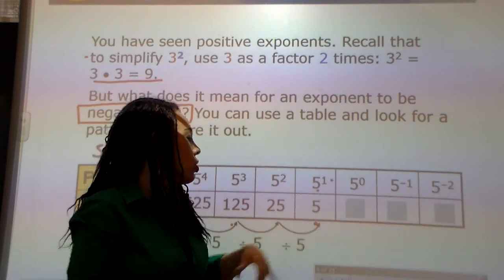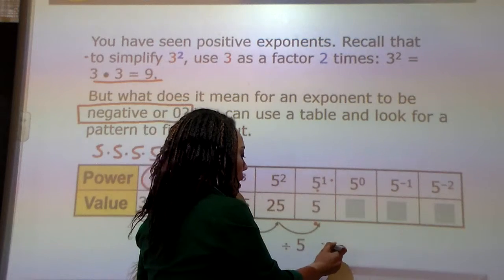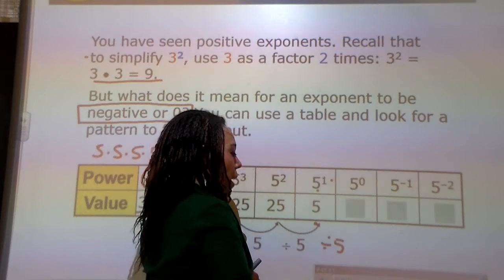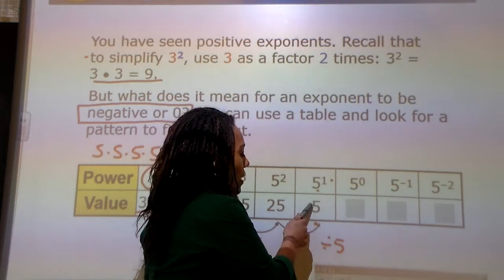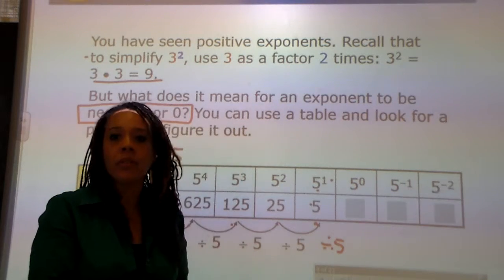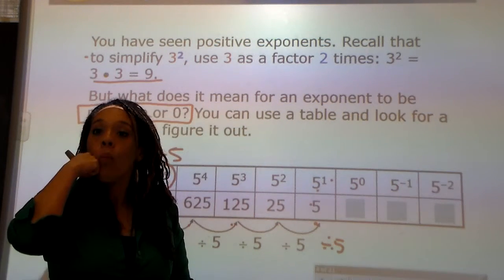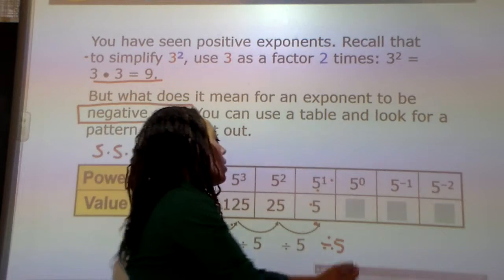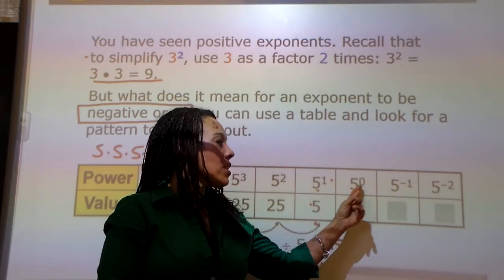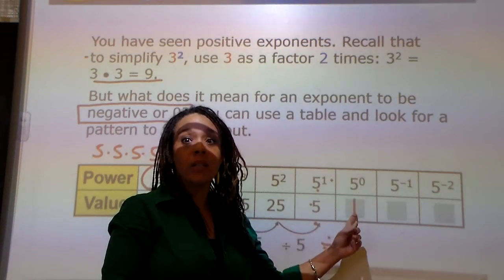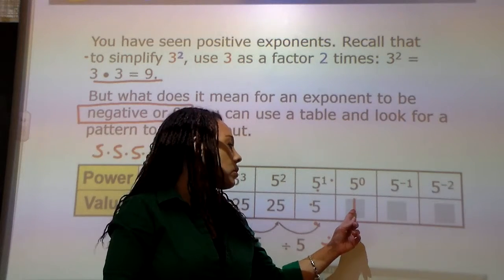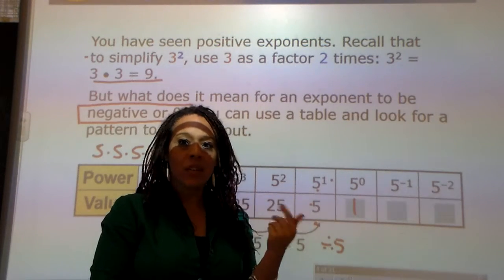We run into a situation when we come here and we continue the pattern, divided by 5. Well, what is 5 divided by 5? 1. So 5 to the 0 power is 1. You ready?